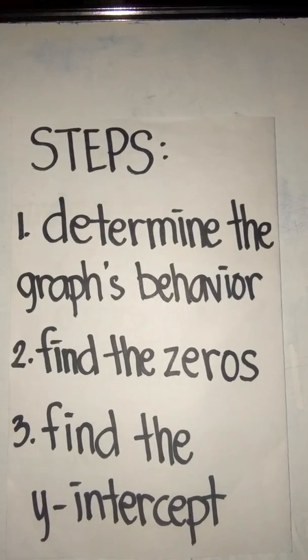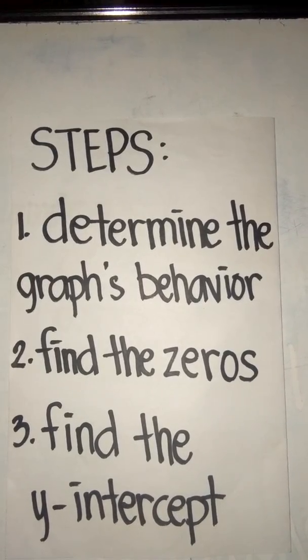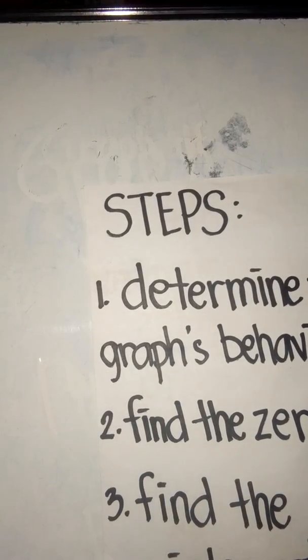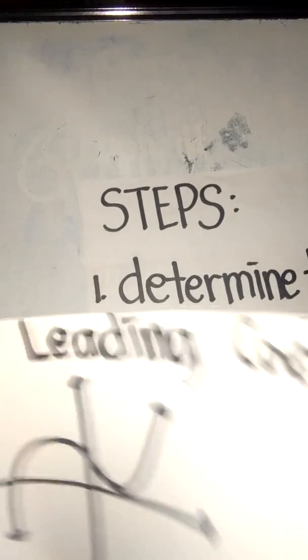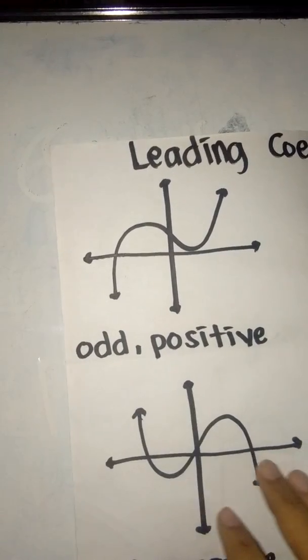There are 6 steps in graphing polynomial functions. First is to determine the graph's behavior. We can determine the graph's behavior using the leading coefficient test. In the leading coefficient test, there are 4 types of graph behaviors.